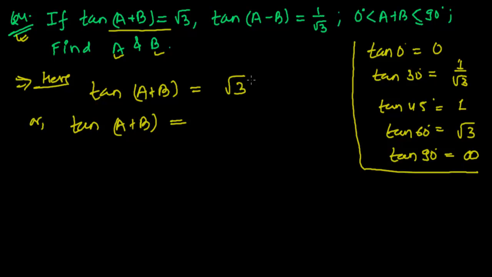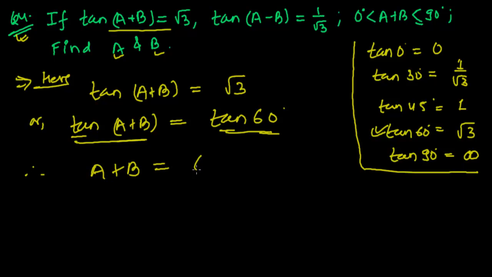Which tan value has exactly root 3? 0 doesn't have it, 30 also not, 45 also not, 60 has it. So in the place of root 3 I can easily write tan 60. So tan(a + b) is equal to tan 60, and I can easily write now that a + b is equal to 60 degrees. So this is my first equation.